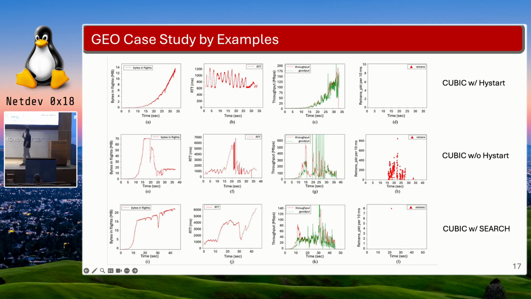The last one is SEARCH. We can see SEARCH exits around time 15. Then the RTT goes higher because we have a lot of data inside the ISP server. And one thing is we have almost no loss. We only have a couple of packets out of order in this case.